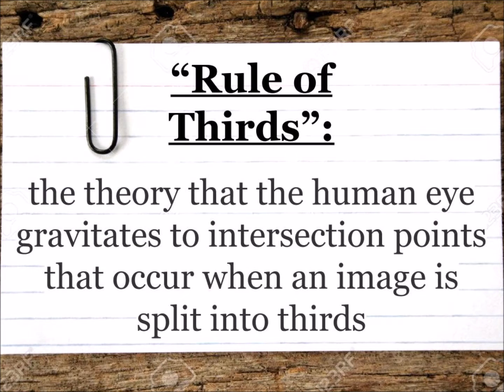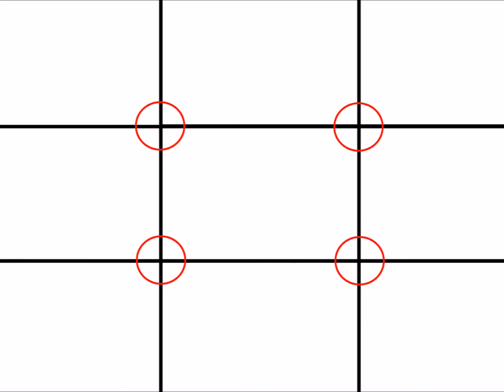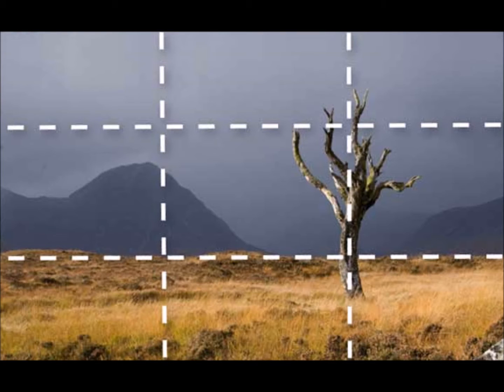The rule of thirds is the theory that the human eye gravitates to intersection points that occur when an image is split into thirds. So this is what the rule of thirds means. If we split our image into thirds, both up and down and horizontal, the intersection points are going to be our visual points of interest.